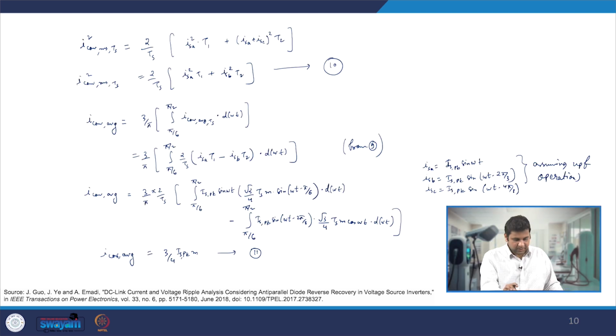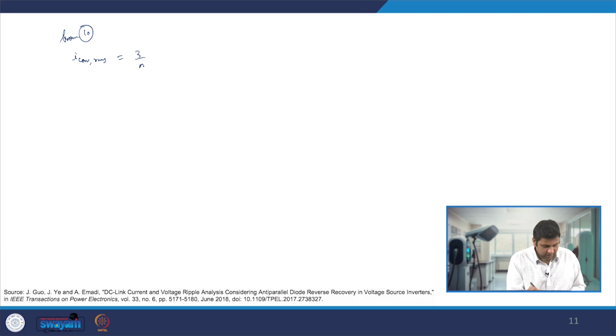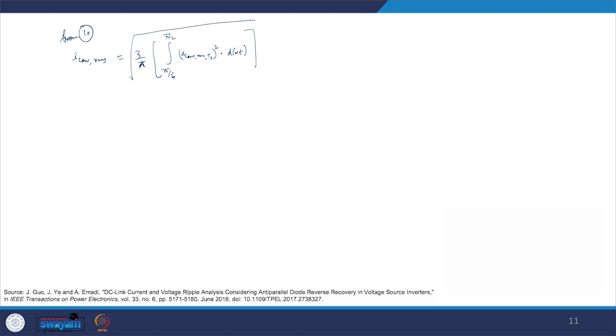We can just calculate by again writing the same thing, 3 by pi going from pi by 6 to pi by 2, just like here, pi by 6 to pi by 2, I converter. This is converter RMS over Ts square into d omega t, and since it is the root over that, it will be root of this particular term, and that is when you put these values over here.